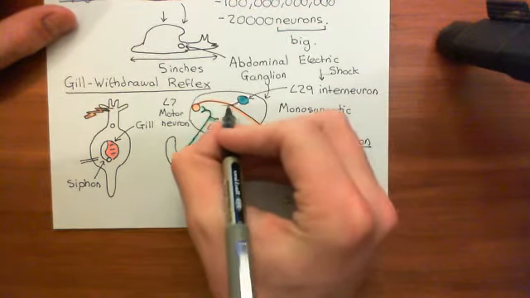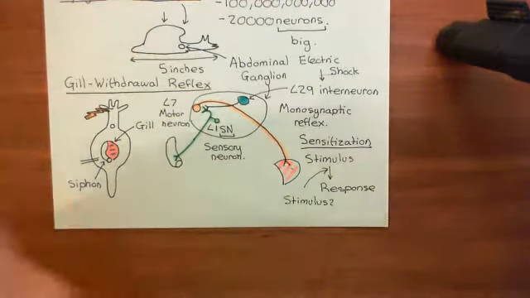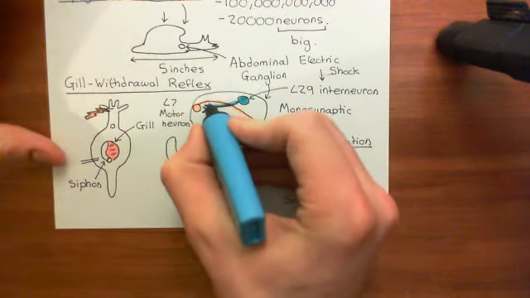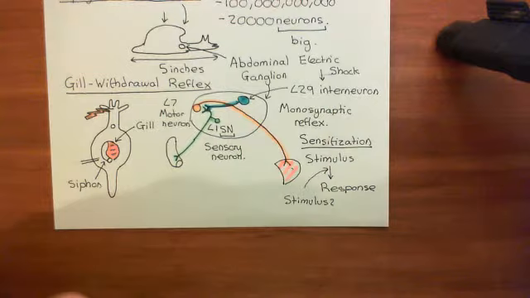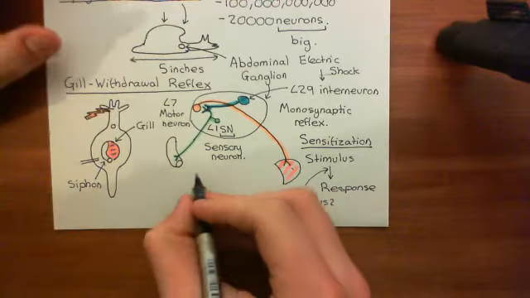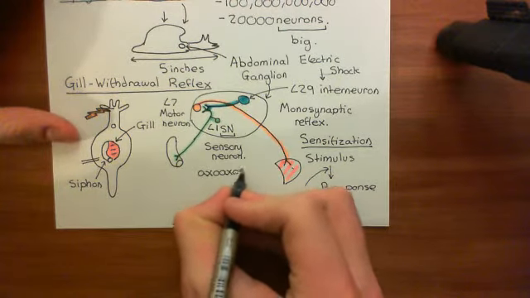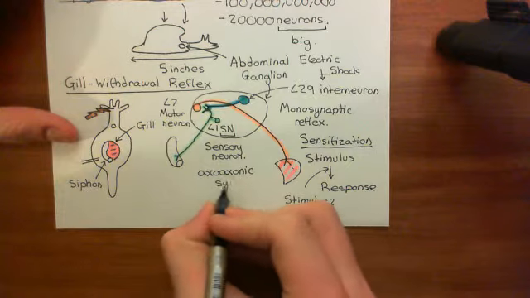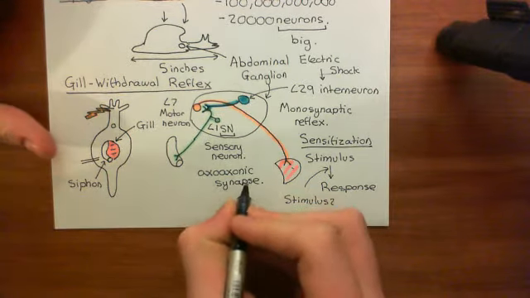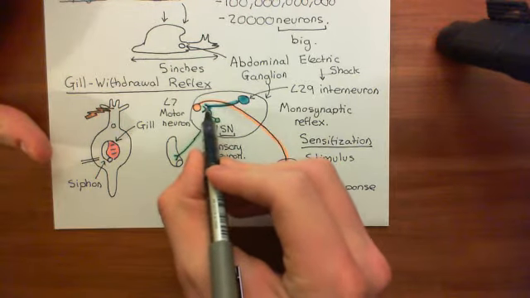And basically this L29 interneuron has an axo-axonic synapse. It synapses onto the axon terminal of the L1 sensory neuron, which then synapses onto the L7 motor neuron. So this is called an axo-axonic synapse. When an axon synapses onto the axon terminal of another axon, that's called an axo-axonic synapse. So this is an example of an axo-axonic synapse.